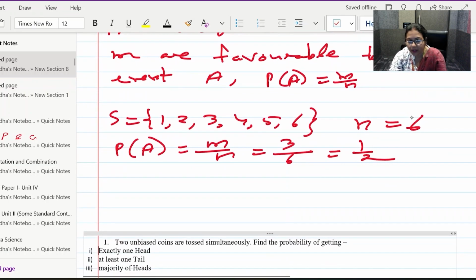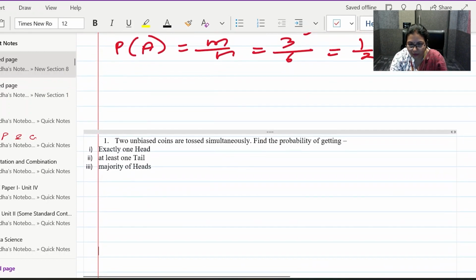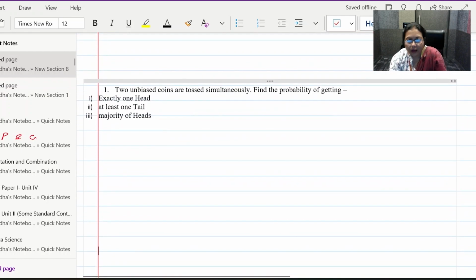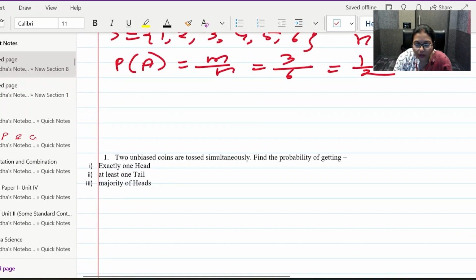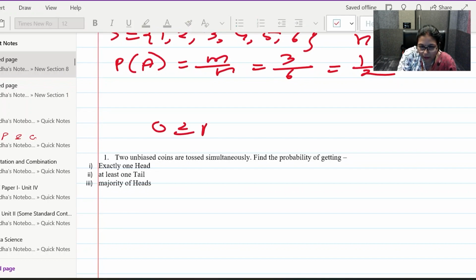Now we are coming to some problems of probability. Using the formula, we are going to find some probabilities. So look at the first problem. Two unbiased coins. Unbiased means the probability of head and the probability of tail will be equal. One more thing you should know before coming to the problem is that the total probability is always equal to 1, and each value of probability will lie between 0 and 1. It will never be more than 1 or less than 0, and the total probability is 1.